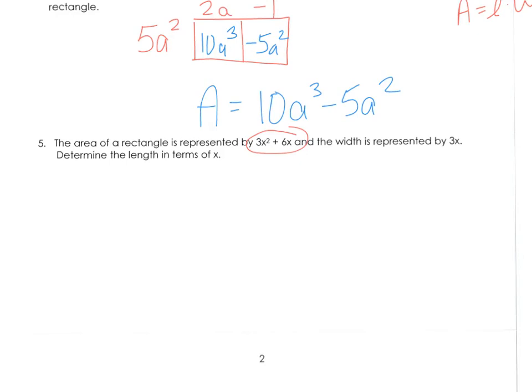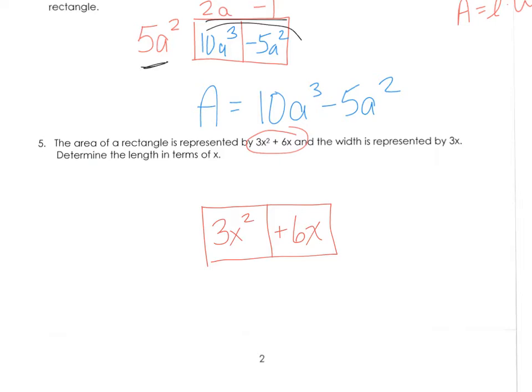The width is represented by 3x. Okay, let's think about that. If that's my area, then that's the inside. You can see above, when I was using the length and the width, I was putting the length and the width on the outside, and my area is what was on the inside. So since they gave me the area, I'm putting that on the inside. The width is represented by 3x. So since the width is only this one single monomial, I'm going to put that over here.